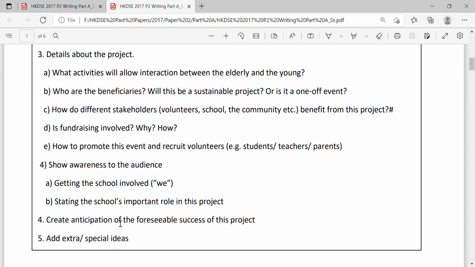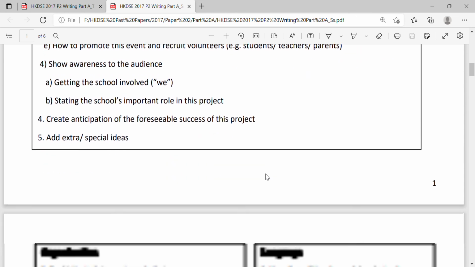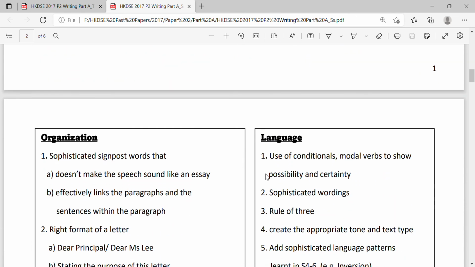You try to put it every now and then to make the principal feel like, oh my God, this is going to be a great project. It's going to bring so much positivity and it's meaningful and so on. You are trying to make the principal hyped up, that means very excited about this project because it is meaningful. And then number 6, this should be number 6, you can add special ideas if you can. I'll show you what the special ideas are later on in the next video after you've completed your writing.